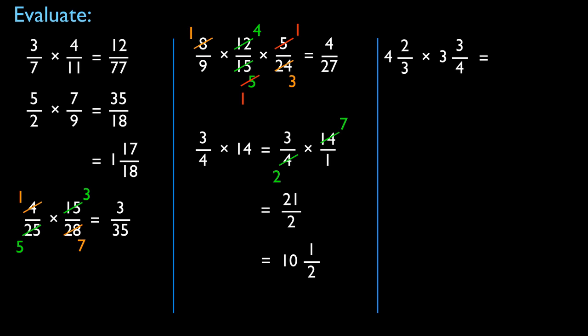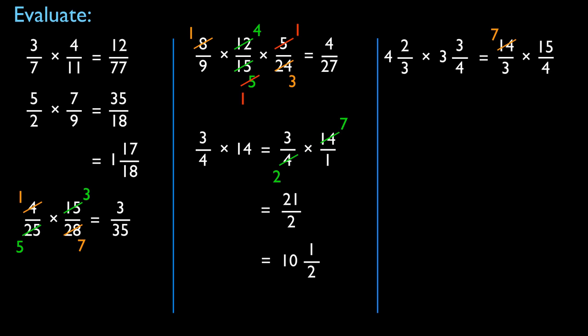Just one more here. So we've got 4 2/3 times 3 3/4. The first thing I'm going to do in this is convert both fractions to improper fractions. So 4 2/3 is 14/3. 3 3/4 is 15/4. And now I look for any reducing that I might be able to do.